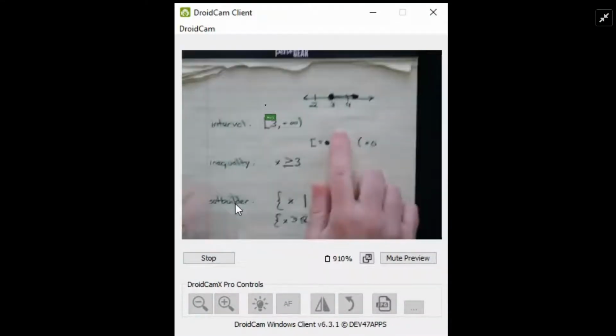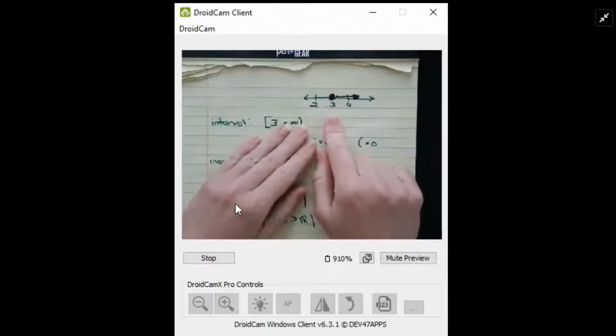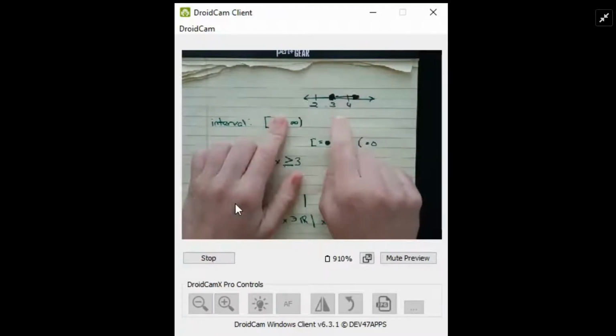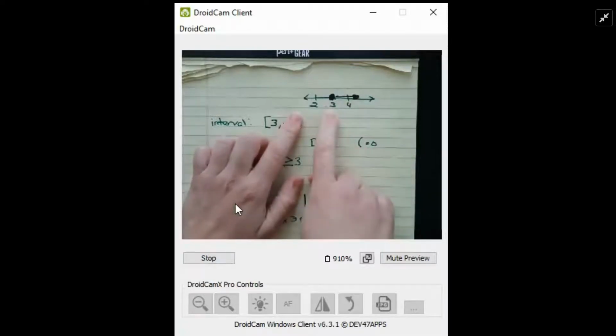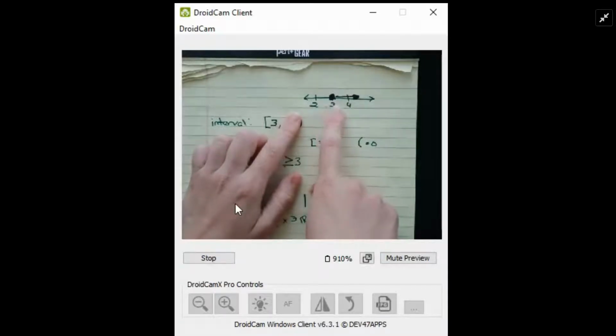Okay, so we were given this and we're asked to do it in interval, inequality, and set builder notation. So interval notation, it starts at 3 and it includes the number 3. That's why it was a closed circle. If it did not include 3 as a possible solution, it would be an open circle. And it goes on with an arrow to the right forever, so into infinity.